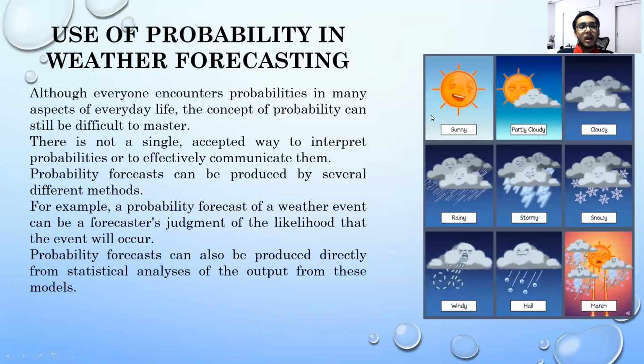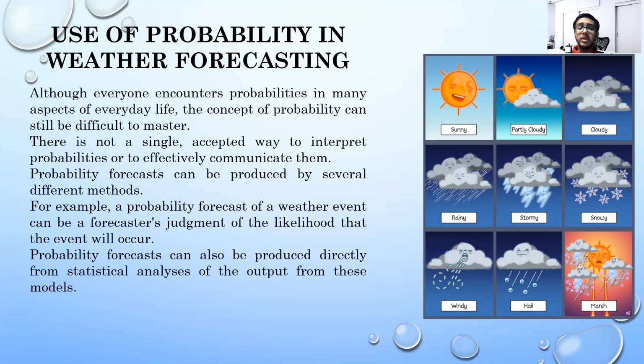Moving on, I'll be discussing how probability is used in weather forecasting, as an example of how it is used in real life. Everyone encounters probabilities in many aspects of everyday life, but still, it can be a concept which is difficult to master. There's not a single accepted way to interpret probabilities or to effectively communicate them. Probability forecasts can be produced by several different methods.